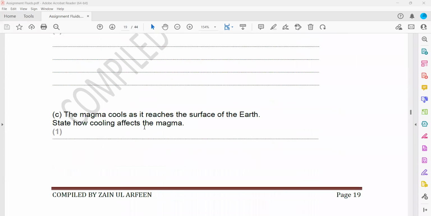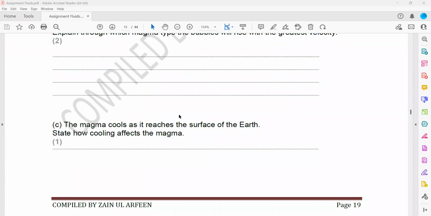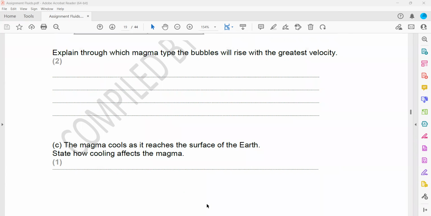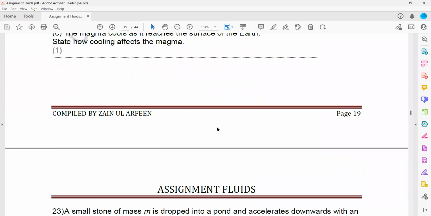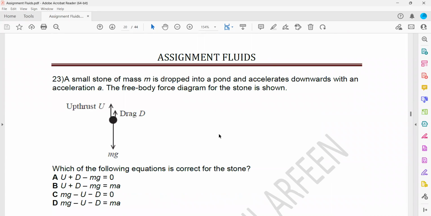The magma cools as it reaches the surface of the earth. How does cooling affect the magma? So what is the relation between temperature and viscosity? The temperature and viscosity are inversely proportional for a liquid. So when the temperature decreases, its viscosity will increase. It will become more viscous. You just have to mention it: viscosity increases.